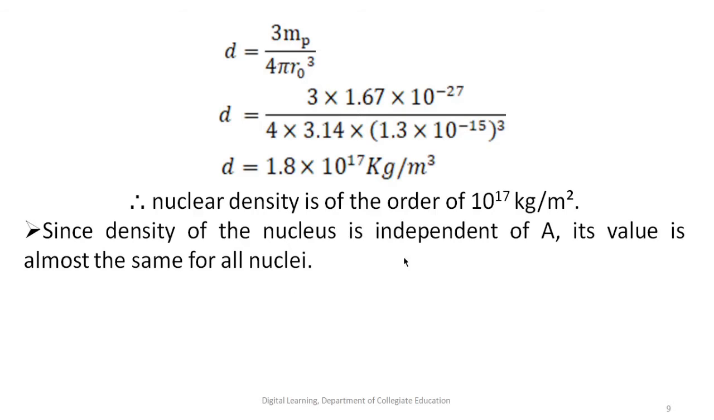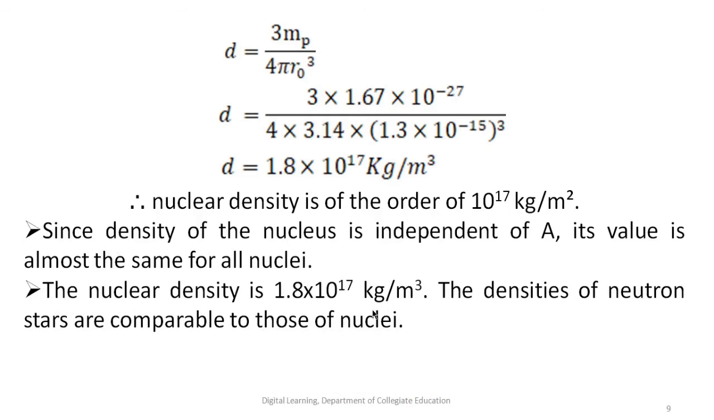Since the density of the nucleus is independent of atomic mass, its value is almost the same for all nuclei. It does not depend on the number of protons or the number of neutrons. Therefore, it is independent of atomic mass, and all nuclei have the same density. The nuclear density is 1.8 into 10 power 17 kg per meter cube.